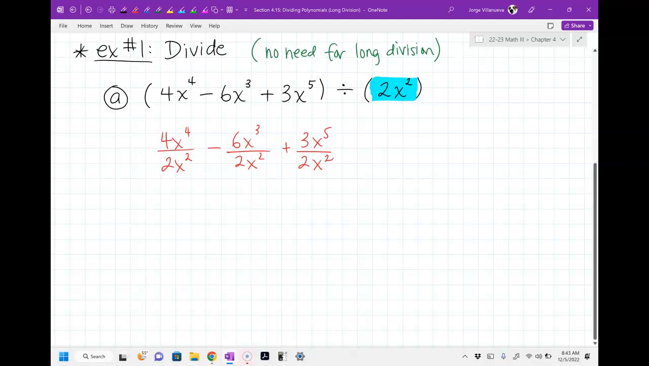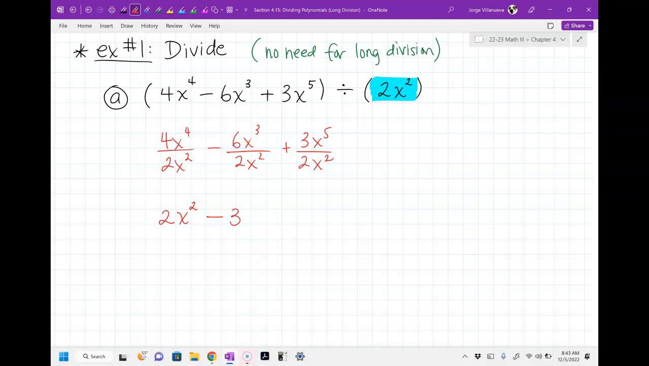Look at the first one, 4x to the 4th divided by 2x squared. Well, what's 4 divided by 2? 2. And what's x to the 4th divided by x squared? x to the 2nd. Remember, 4 is the power and 2 is the power, so 4 minus 2 is 2. So that's x squared. Good. Minus 6 divided by 2. What do we get there? 3. What is x to the 3rd divided by x squared?